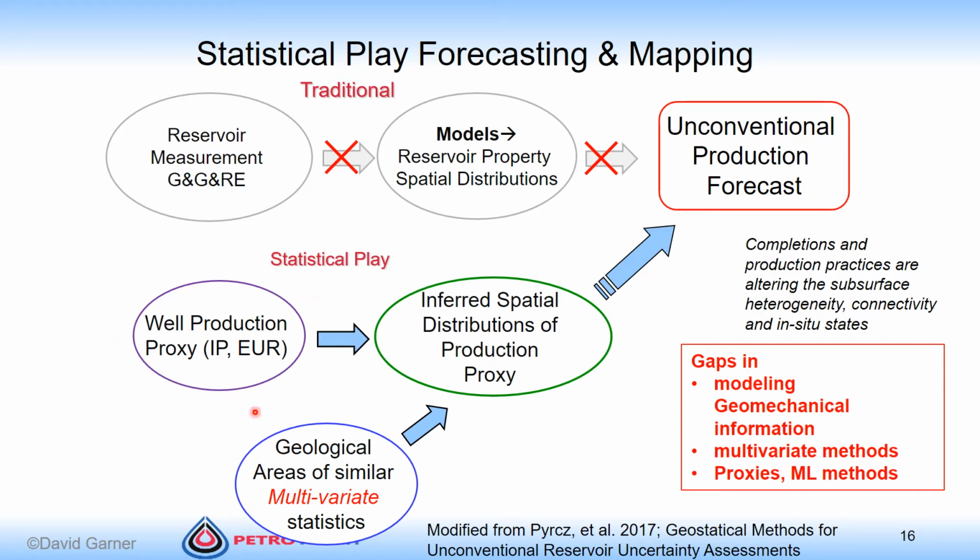Take the actual production numbers that are known in the area, for example, IP60, 90, expected ultimate recovery, map those, and use the geologic parameters as multivariate statistics, like we're using in the conventional flow, and infer the spatial distributions of the proxy models. So this opens up some newer methods, and yes, there are gaps in modeling geomechanical parameters, but there are new multivariate methods, and working with proxies in machine learning. This is a great opportunity here.